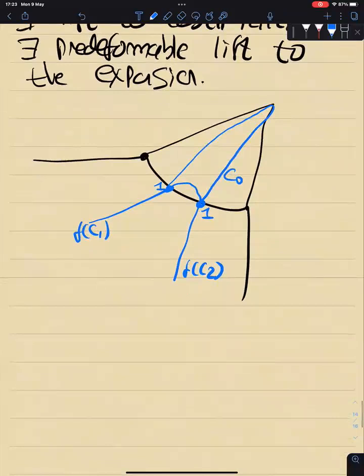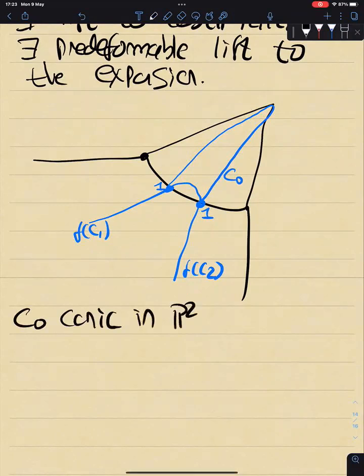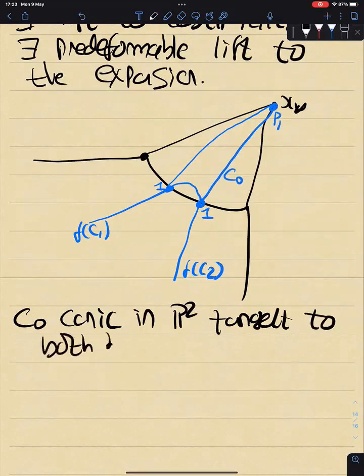Okay, but now here's the observation. This is basically what Tom noted, right? So C0 is a conic in P2, which is tangent to both of the branches at x infinity. Okay, because this is where the marking is here, right? So the marking has gone off to infinity. It's where I was imposing tangency. So it's tangent to both branches at this point at infinity.